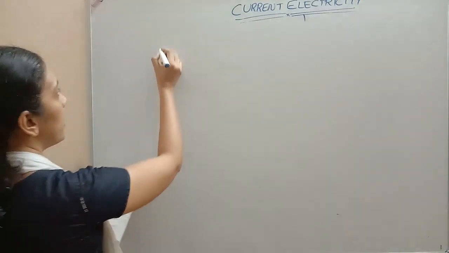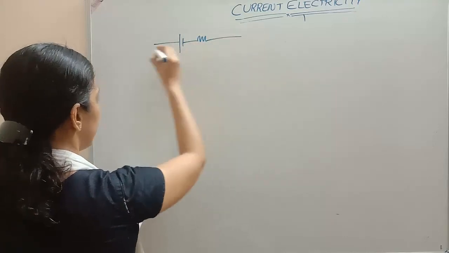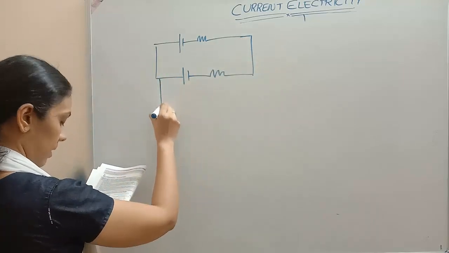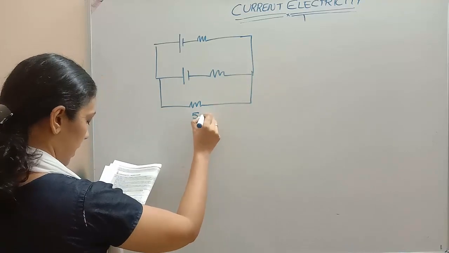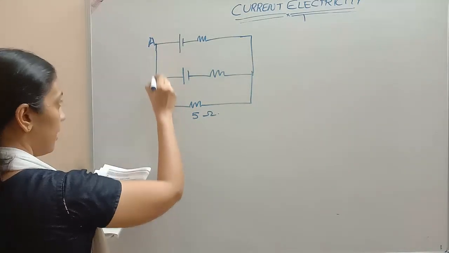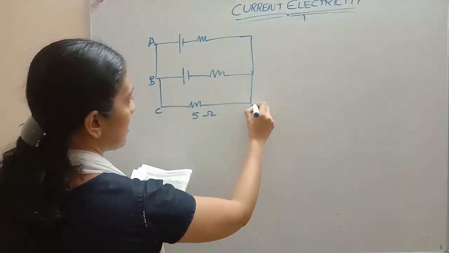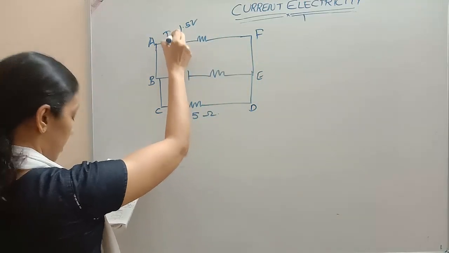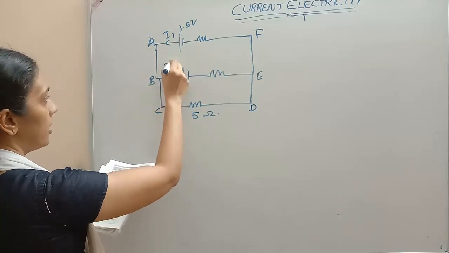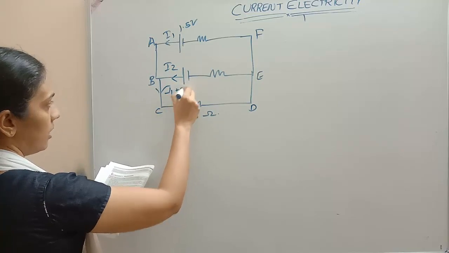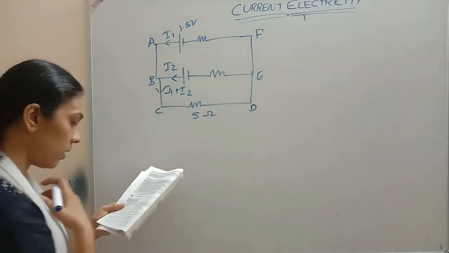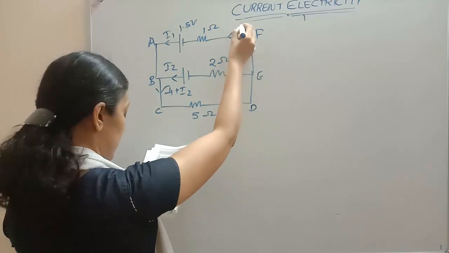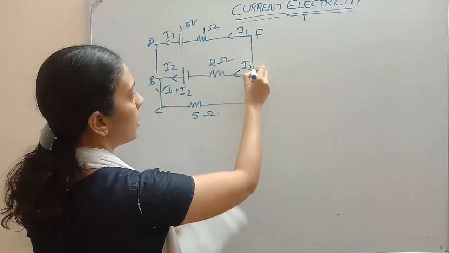So the diagram was here. One positive, negative, and this one, and here another positive, negative, and this is another resistance, and here again the 5 ohm resistor. This is A, B, C, and here it is D, E, and F. 1.5 volt. Here I1 is moving from here, and from here I2, and here it is I1 plus I2, which is I3. Next is 1 ohm here, and this is 2 ohm here. Here passing through is I1, and this is I2. We need to find the current.